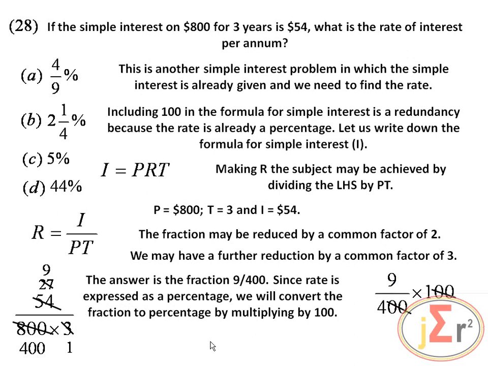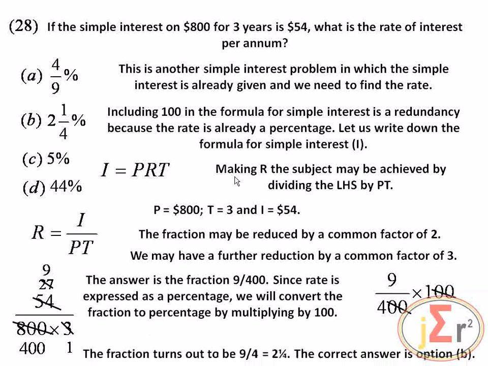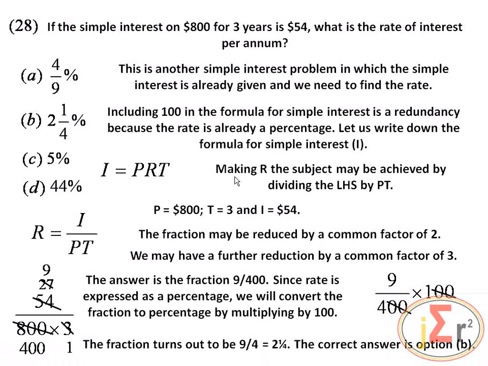Reduce by a common factor of 100, and the fraction is 9 over 4. So the fraction turns out to be 9 over 4, which is equal to 2 and a quarter. 9 into 4 is 2 times, and the remainder is 1. So we have a quarter. The correct answer is option B.